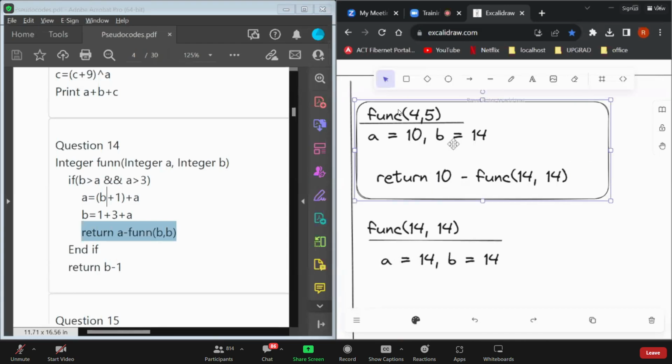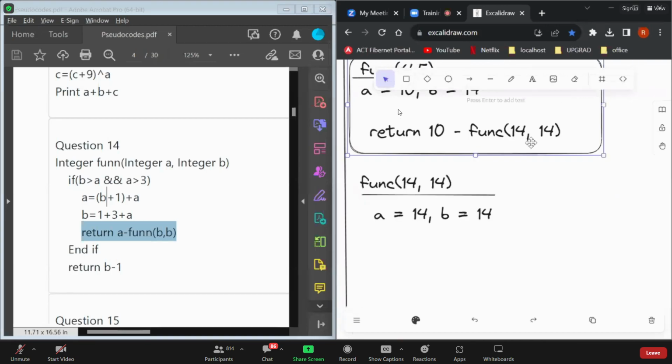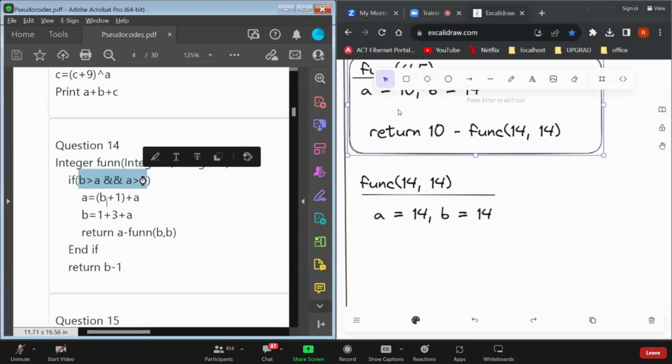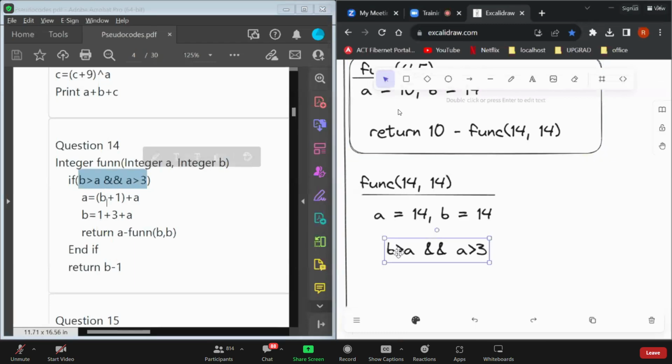This is our original problem statement. I mean, original answer. So in that we had to calculate function of 14 comma 14. We don't know what the answer is. We'll calculate now. So again, check the condition with these values. B value is 14. A value is also 14. See here, the first condition itself fails. 14 greater than 14. This is false. Okay, if 14 is equal to 14, then it would have been true. But in this case, it is false.